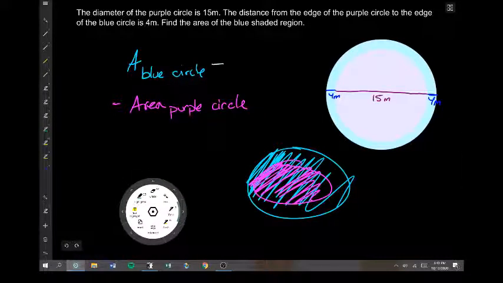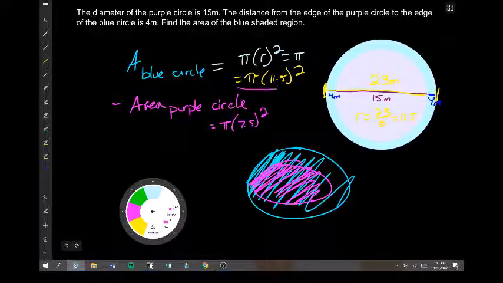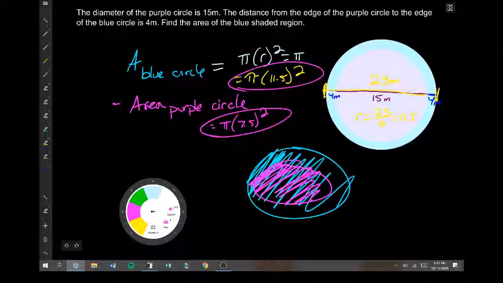The area of the blue circle is going to be pi times r squared. And the diameter from here to here is 23 meters, which means that the radius is half of that, 11.5. So that's pi times 11.5 squared. The area of the purple circle is pi times 7.5 squared. I do this minus this, I find the area of the blue region. Let's not waste time with the actual calculations here.